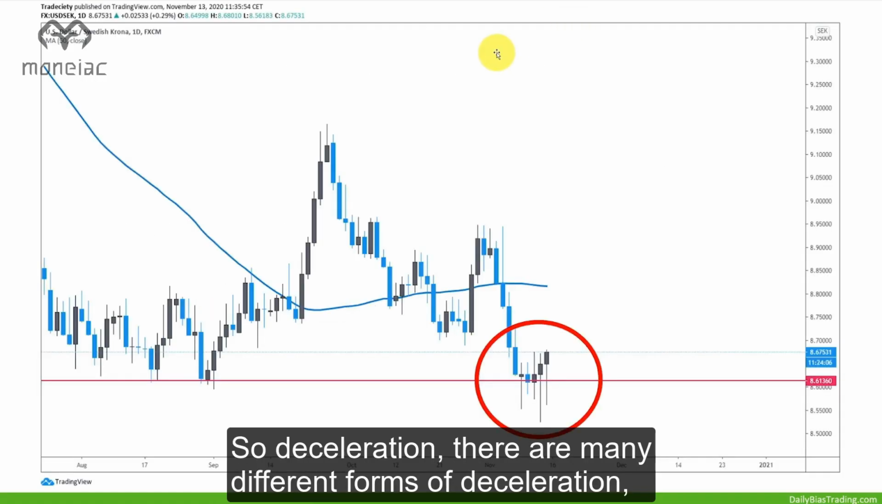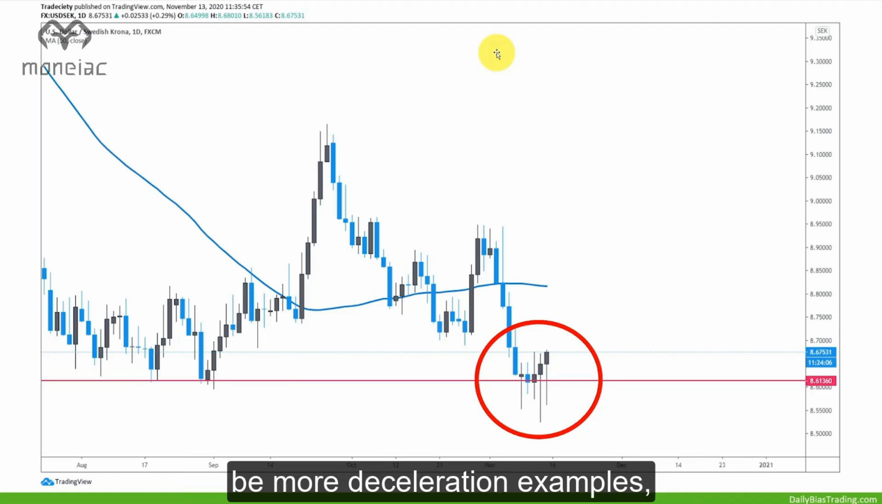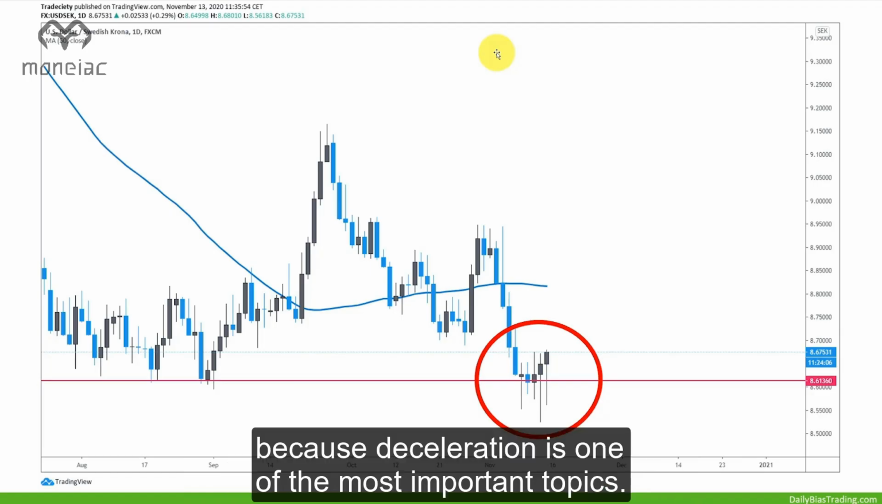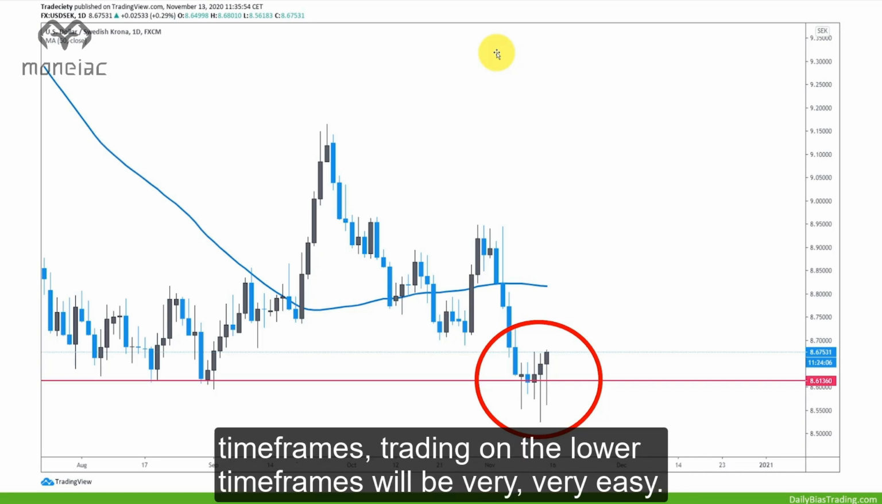So, deceleration. There are many different forms of deceleration, and I've picked a few in this video, and also in the next video there are going to be more deceleration examples, because deceleration is one of the most important topics. And if you are able to find good deceleration situations on the higher time frames, trading on the lower time frames will be very easy.